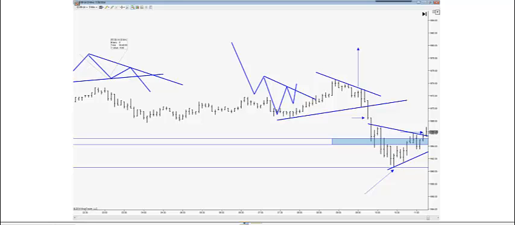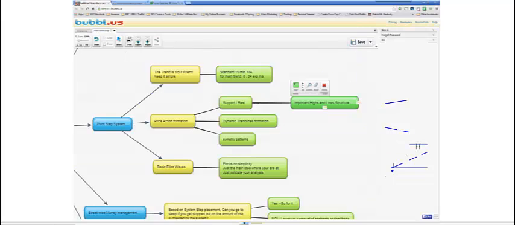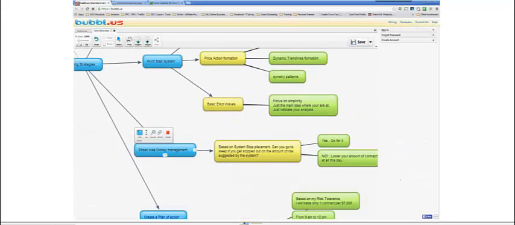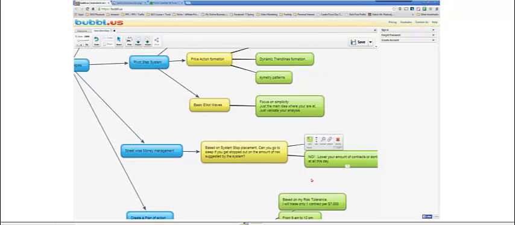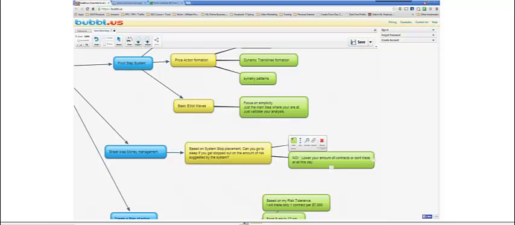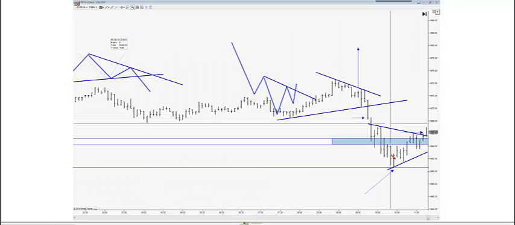This goes hand in hand with the next part of the strategy that I wanted to share with you, and that is streetwise money management. Based on my stop placement, can you go to sleep if you get stopped out on the amount of risk suggested by the system? If yes, I can accept it, go for it. If no, lower the number of contracts or don't trade at all that day or in that trade. All right, that's how it is.